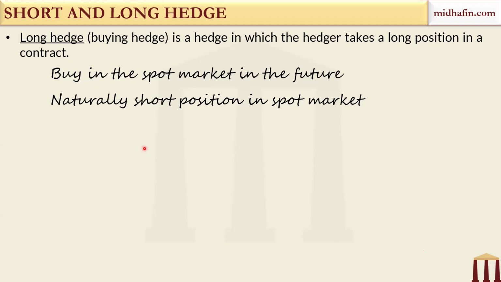Even if you don't use the idea of a naturally short position in the spot market, it still will be very clear to you that you have to go long in the future. So logic also gives you the same result. And this relationship: if you are short in the spot, you have to take an opposite position in the futures, which will be long. And if you are long in the spot, you have to take an opposite position in the futures, which will be short. So logic as well as concern as well as this relationship gives you the same idea.